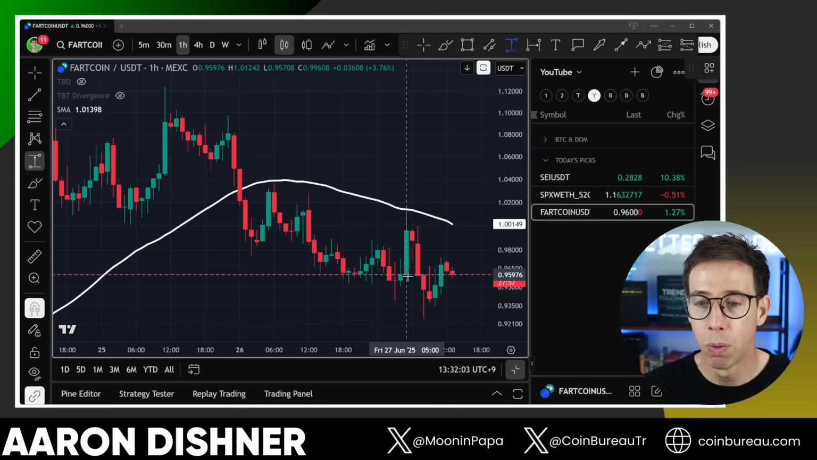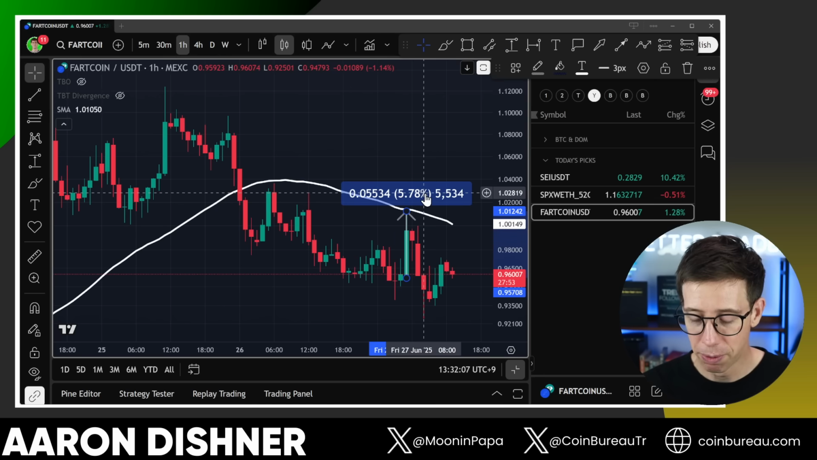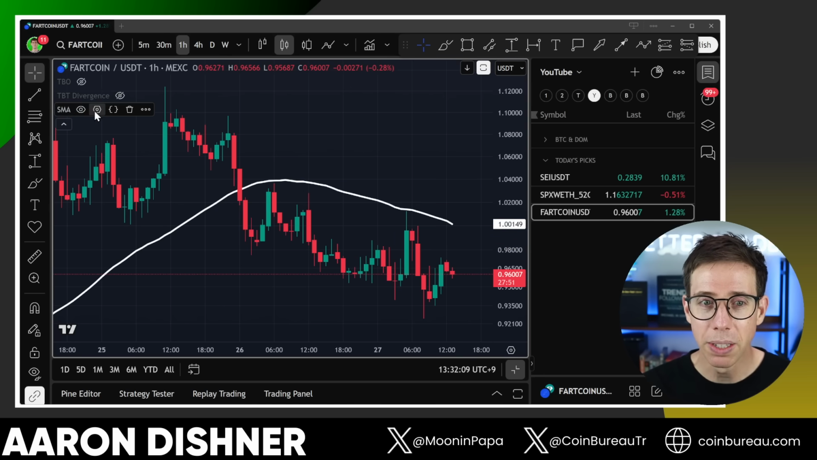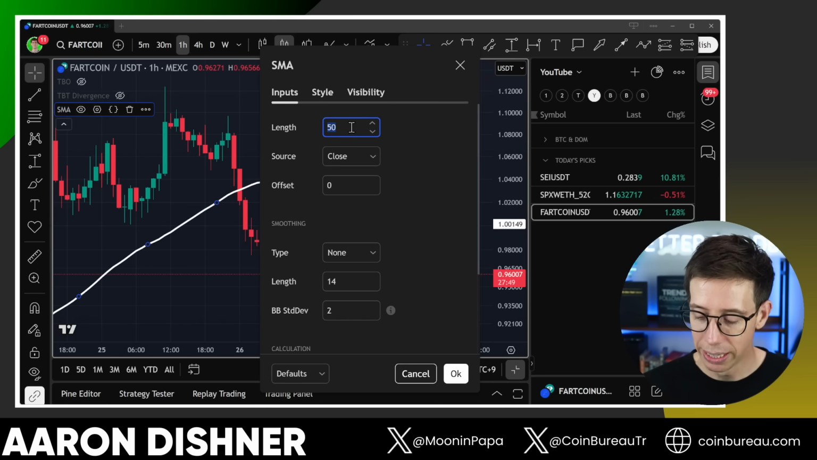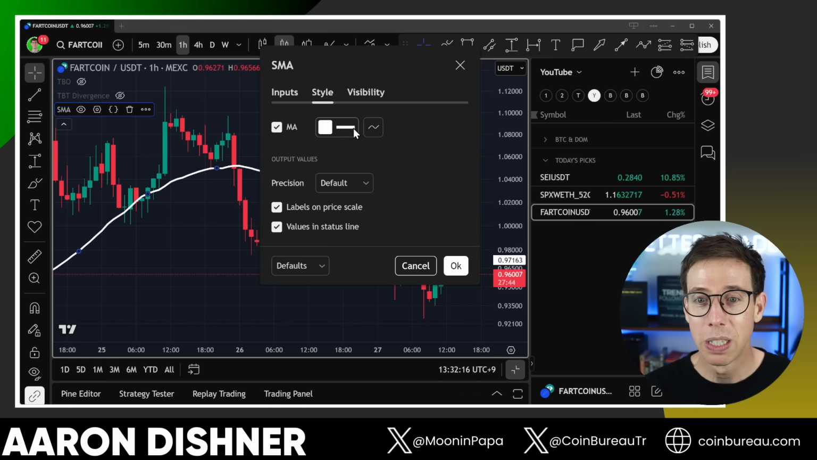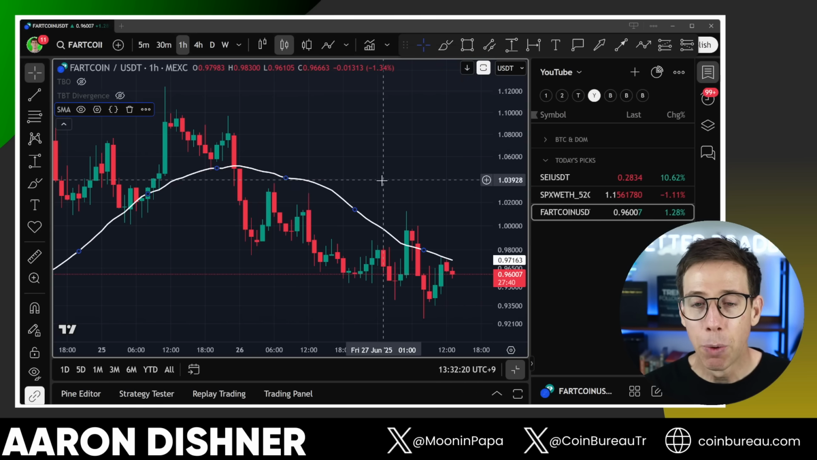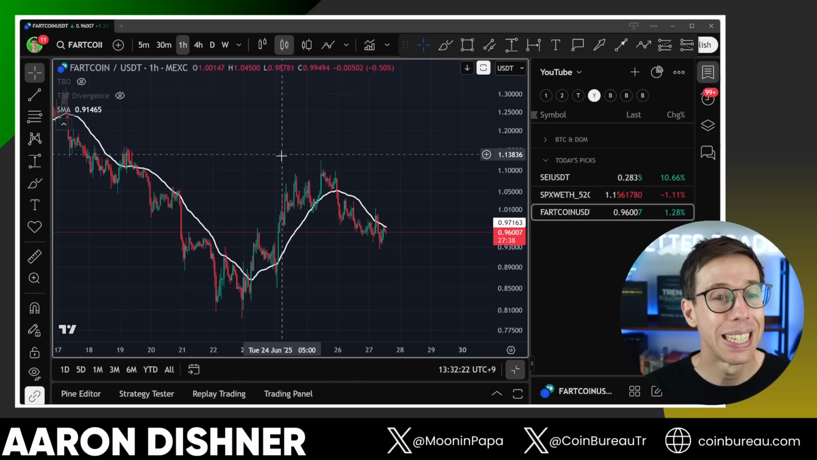Actually, if we measure from wick to wick, this is a 5% move, almost 6% move. So what we can do with this information is we can say, wow, okay, let's tighten up, let's crank up the length so it's not as generous. I'm going to go ahead and change the thickness here. And that way we can also start to look at the chart and do the same exact thing.